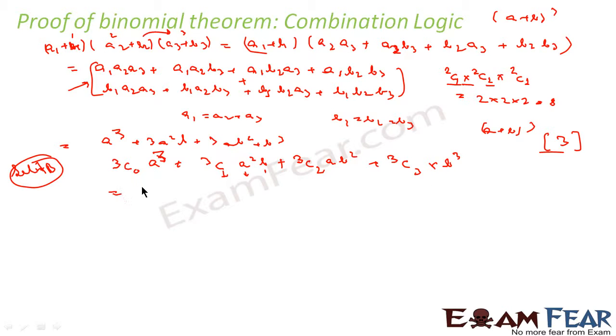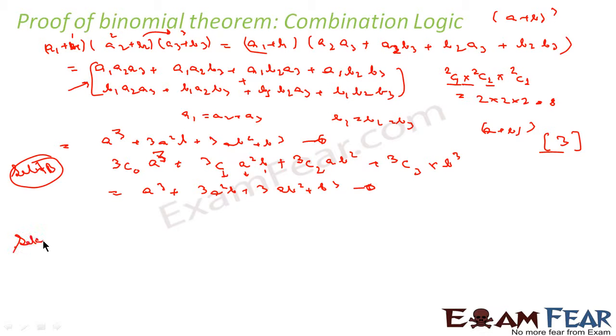So if you expand, 3C0 is 1, giving A cube, plus 3C1 is 3, giving 3A square B, plus 3C2 is again 3, giving 3AB square, plus 3C3 is 1, giving B cube. Thus we have seen this formula holds true. We are getting the same thing; this and this are the same.